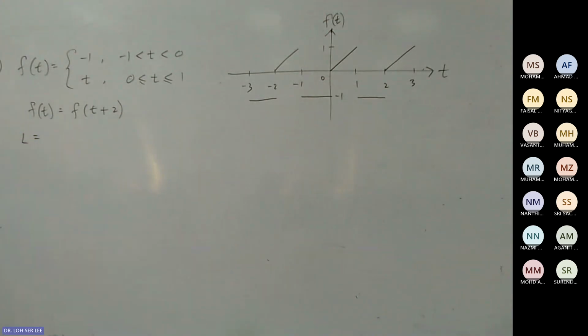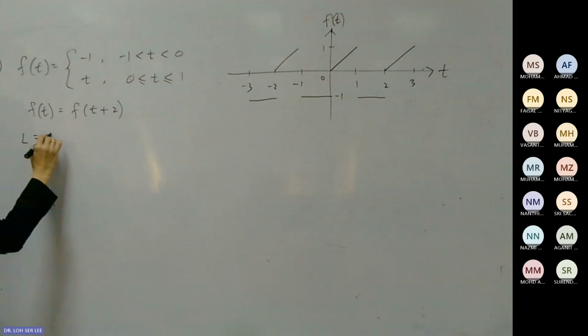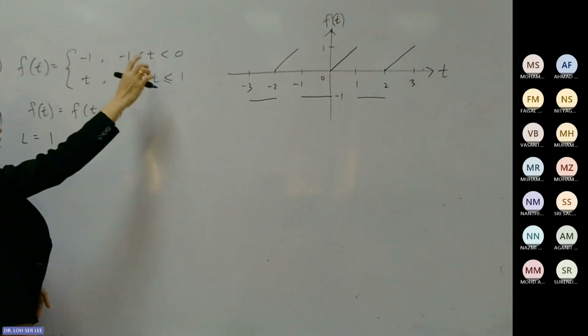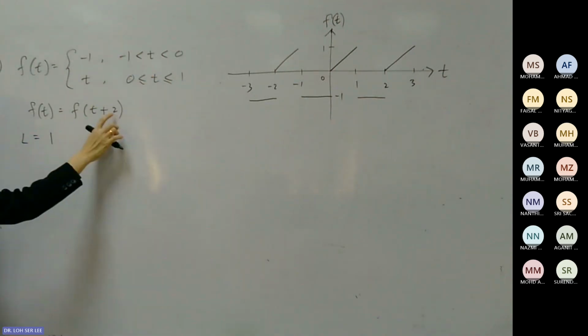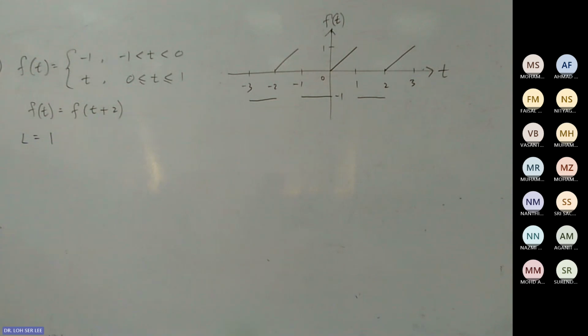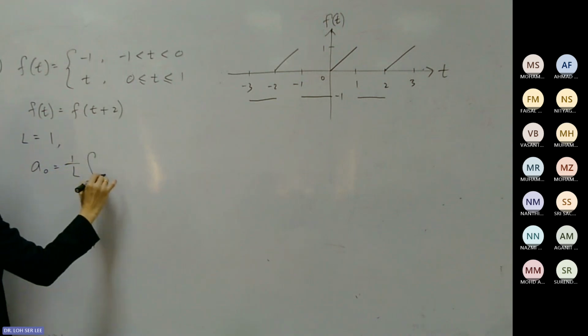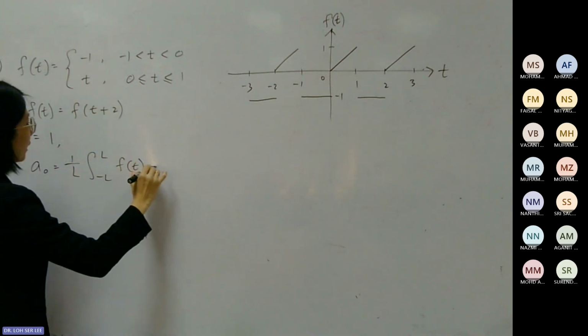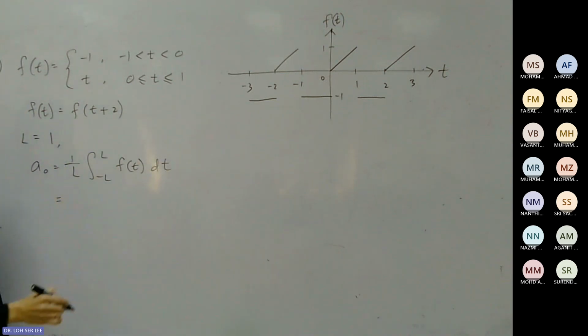What is the L? L is 1, either negative L to L or 0 to 2L, then your L is 1. This is the formula for A naught. So you substitute L by 1, then the integration extends to 2.